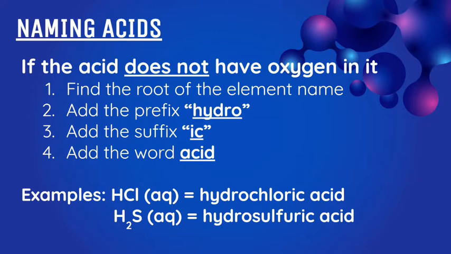Our first one is going to be if the acid does not have oxygen in it. What we're going to do is find the root of the element name. We're going to add the prefix hydro to it. Our third step is that we're going to add the suffix ic at the end, and then add the word acid to make it an acid.